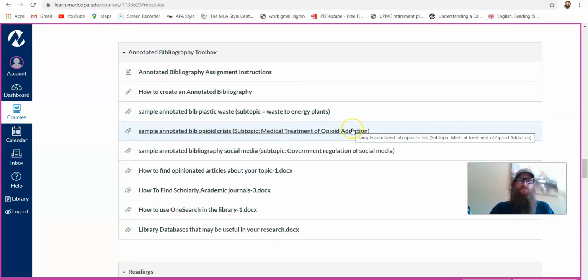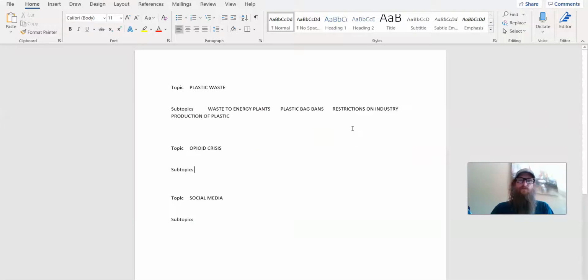Okay, so then we've got opioid crisis. And what did she focus on in her sample paper? Medical treatment of opioid addiction. Okay. All right, so this is things like methadone and a whole host of other treatment options that are available for people who are addicted to opioids. Methadone is sort of an older treatment option, but it is one that is still discussed.